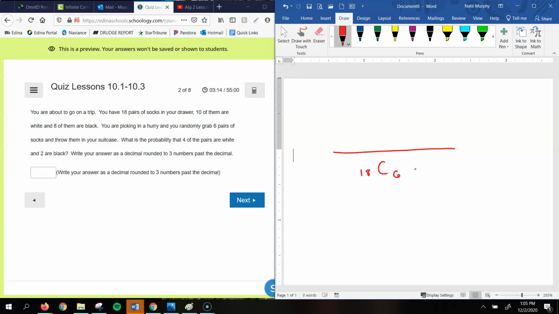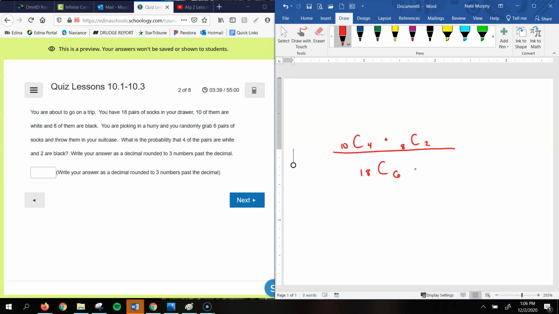In our numerator, there's 10 of them that are white, and there's 8 of them that are black. And you're picking in a hurry and you randomly grab 6 pairs and throw them in the suitcase. What's the probability that 4 of them are white? So we have 10 pairs of white ones to choose from, and we're going to select 4 of them. And we have 8 black pairs of socks to choose from, and we're going to be selecting 2 that are black.